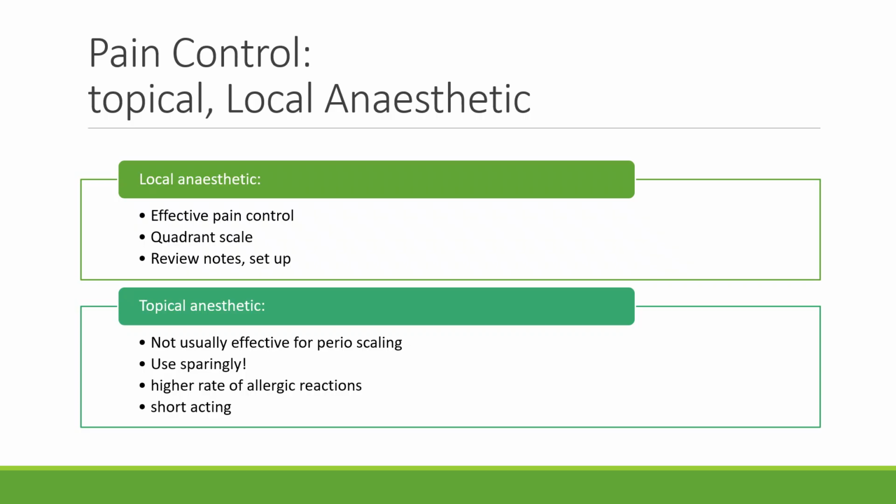So local anesthetic, very effective, right? The dentist is going to prescribe that or provide that for us. At this time in Ontario, we can't. Fingers crossed it'll come soon. But it's very effective. Usually it's for quadrant scaling. Generally, you won't freeze more than half a mouth. And when you do it, usually you want to do the same side of the mouth so they can eat on the other side. It's very important that you review notes and that you set it up.